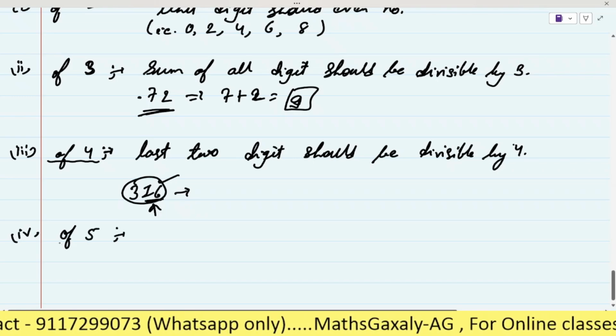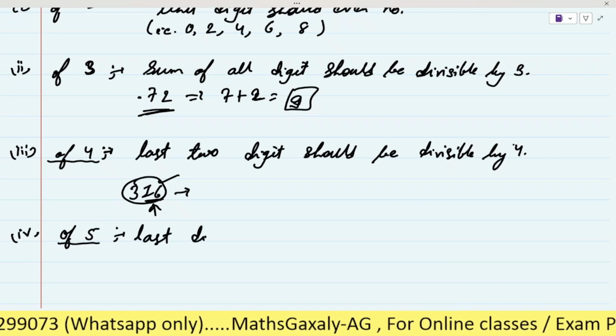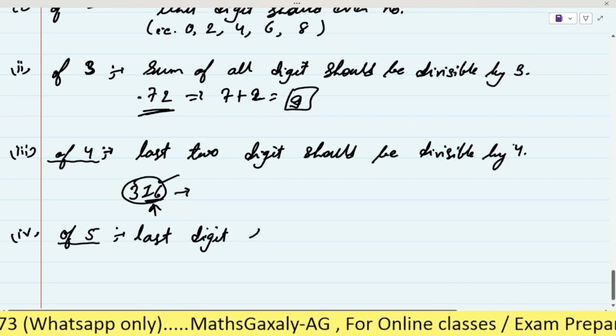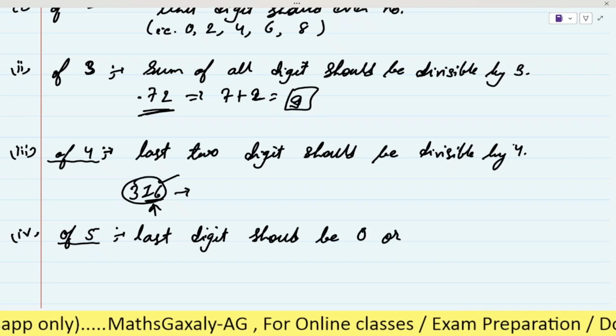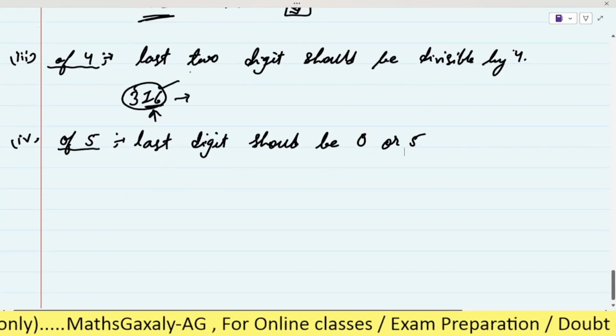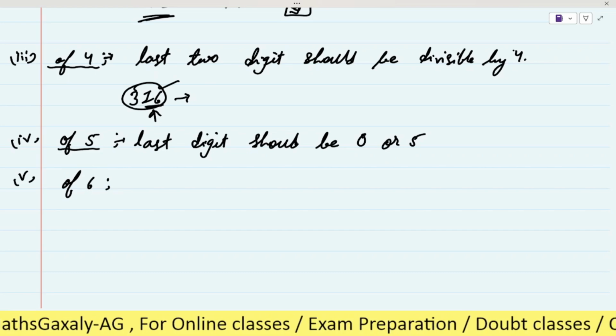divisibility rule of 5. It's too easy. The last digit should be 0 or 5. Yes, very good, 0 or 5. Okay, now what is the divisibility rule of 6?